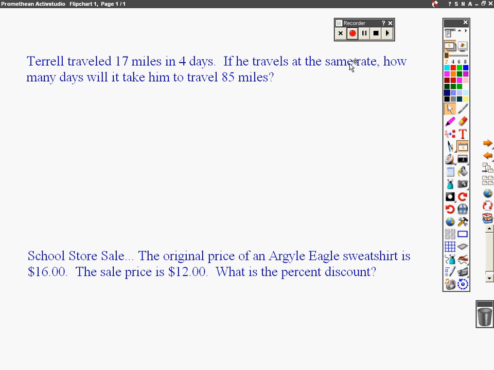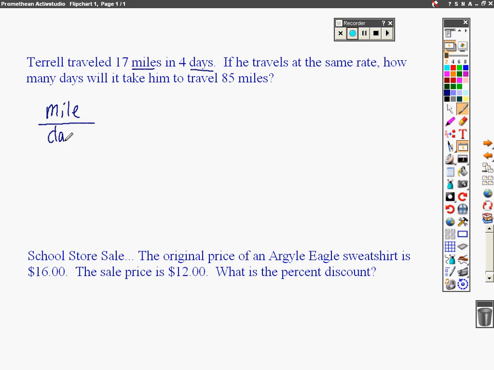All right, another problem that we have is not a percent problem this time, it's just a regular proportion problem. And what I encourage everyone to do is to read the problem and then determine a ratio and write down in words the ratio that we're comparing. So Terrell traveled 17 miles in 4 days. If he travels at the same rate, how many days will it take him to travel 85 miles? All right, so what we're comparing is the miles to the days. So we write miles over days.